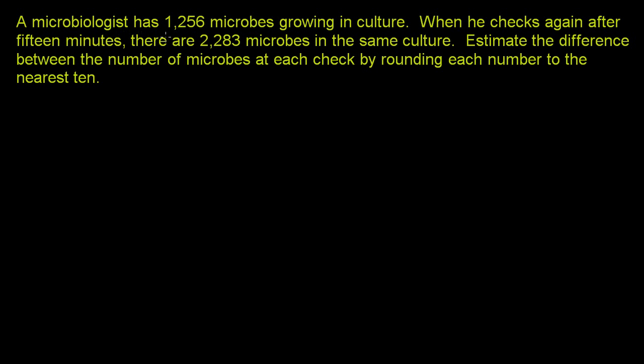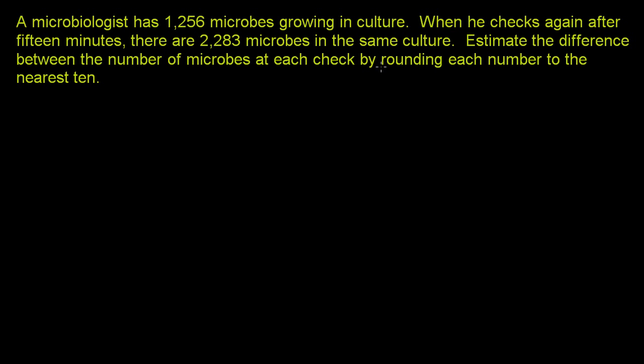A microbiologist has 1,256 microbes growing in culture. When he checks again, after 15 minutes, there are 2,283 microbes in the same culture. So they're growing pretty fast. Estimate the difference between the number of microbes at each check by rounding each number to the nearest 10.